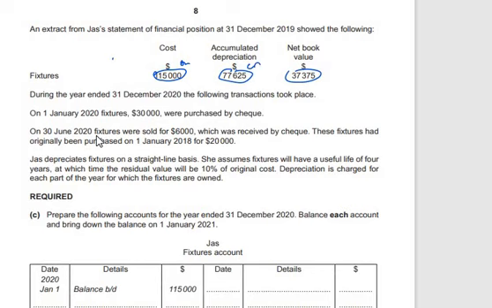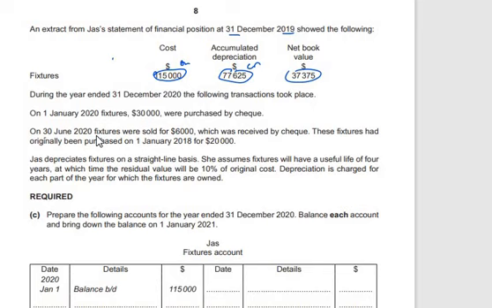This one will be balance brought down on the credit side. And now, during the year ended 31st December, the following transactions took place. On 1st January, please remember this year ended on 31st December 2019, which means it started on 1st January 2020, right? So the very same 1st January 2020, other fixtures were purchased by check.